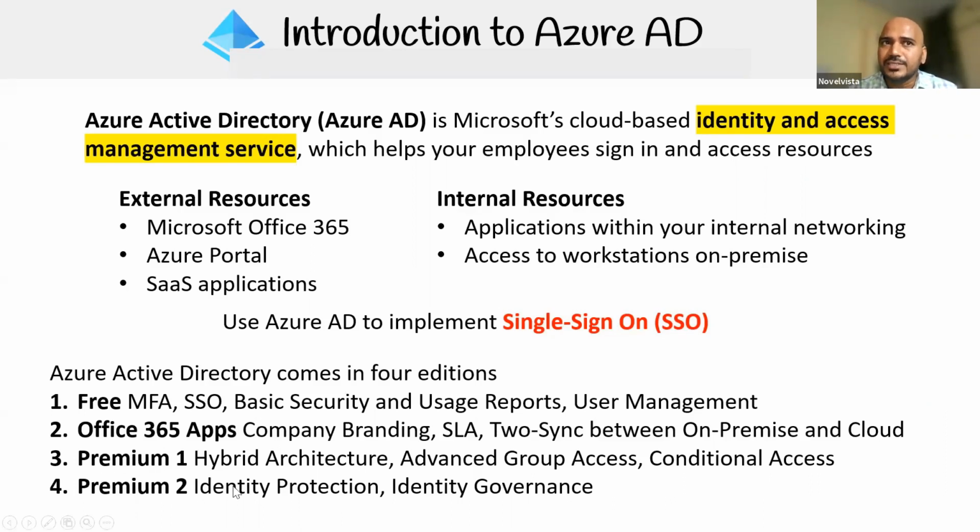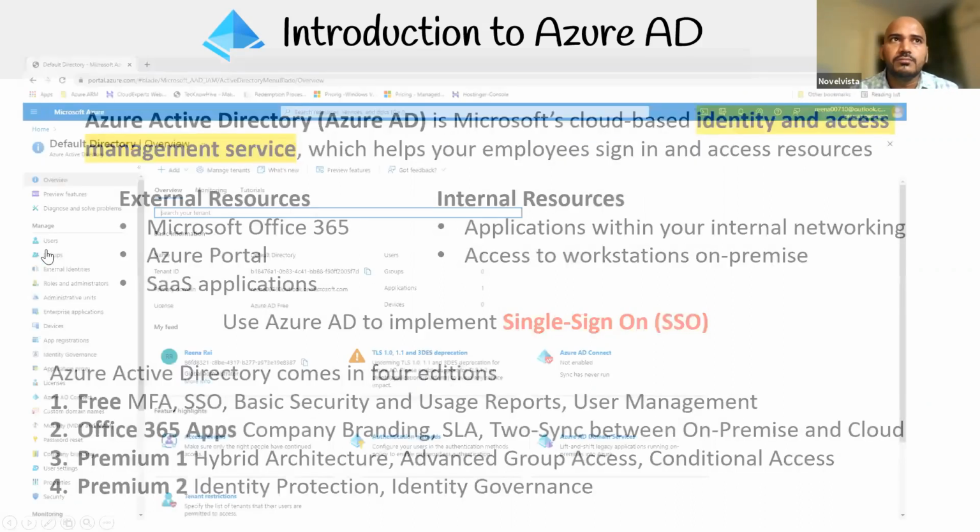So these licenses for Active Directory are assigned at the user level. So when you purchase a license, you need to provide the quantity. Okay, I need 20 Premium P1 licenses, I need 30 Premium P2 licenses, and then you can assign licenses to the users. That's what you do.